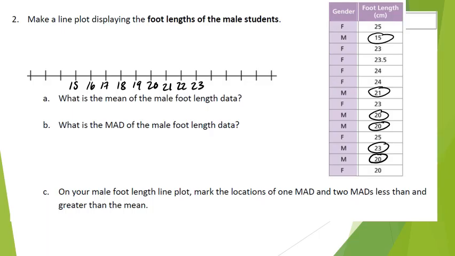I have a 15, a 17, I have 3 20s and a 21. All right, so now we're going to find the mean of the male foot length data.